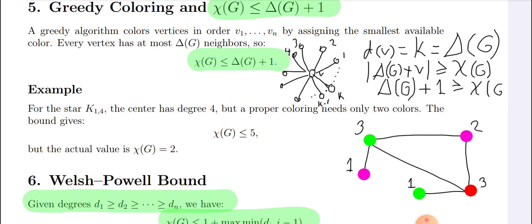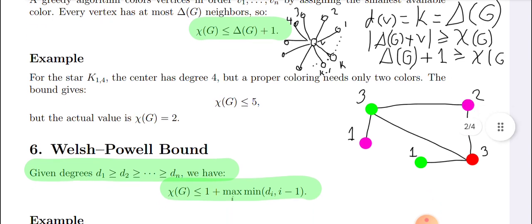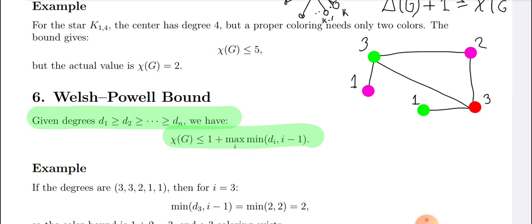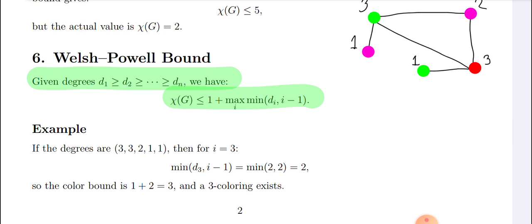So the failure is a lack of structural awareness. It doesn't know to prioritize the most constrained parts of the problem first. Which leads us directly to a smarter approach. We need a better upper bound, one that's aware of the structure, and that's the Welsh-Powell bound. Okay, so how does Welsh-Powell fix the ordering problem? It's a simple, elegant fix. It says, don't use an arbitrary order. First, sort all the vertices by their degree, from highest to lowest.